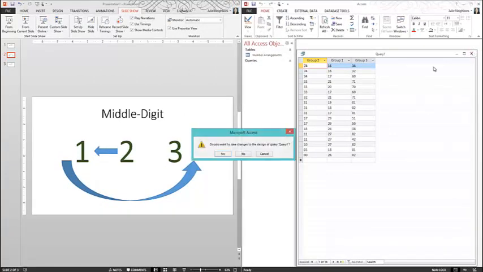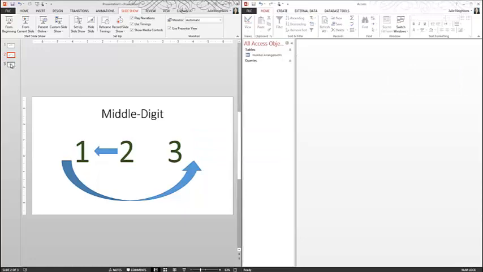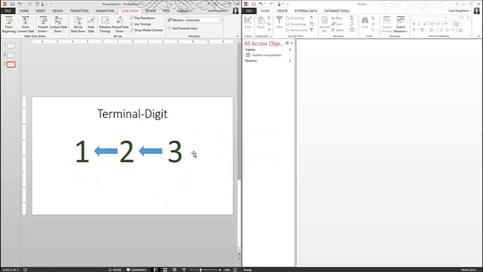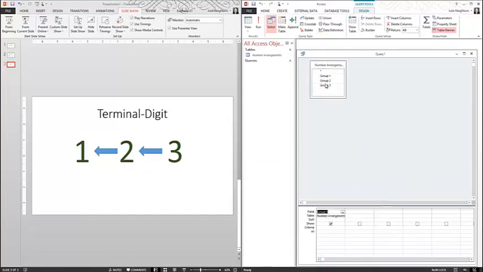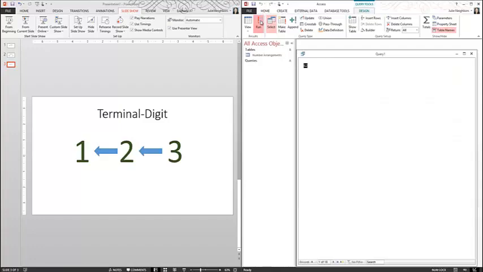Now the final one we're going to look at is terminal. So terminal, we start at the right and we move to the left. So in order to create this query, I'm going to begin with group 3, then group 2, and then group 1, because that's the direction in which I'm reading the information. I want to do descending on these as well, because the lowest number belongs at the bottom.